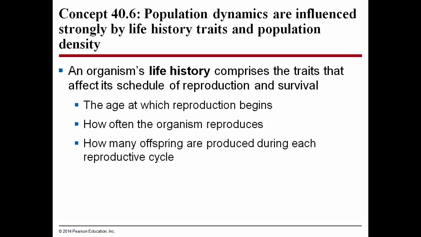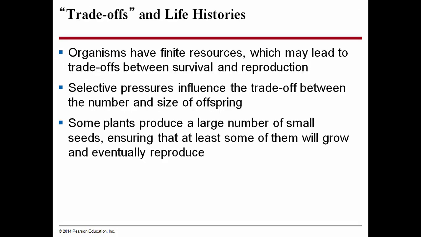Population dynamics are influenced strongly by life history traits and population density. An organism's life history comprises the traits that affect its schedule of reproduction and survival: the age at which reproduction occurs, how often the organism reproduces, and how many offspring are produced during each reproductive cycle. These are the important aspects of an organism's life cycle. Organisms have finite resources, which may lead to trade-offs between survival and reproduction. Selective pressures influence the trade-off between the number and size of offspring.